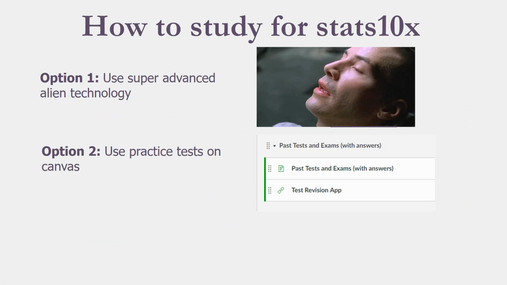So there's two ways to do this. Past test questions are under modules, and in that module you can see there. And the answers are provided at the end of each test as well. The other way is the test revision app.